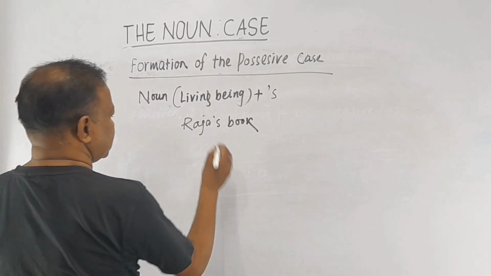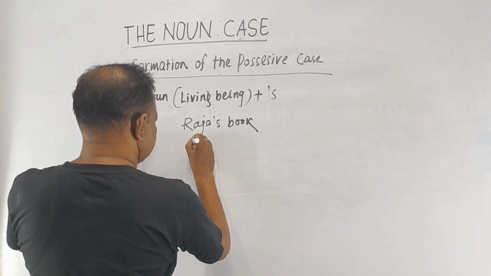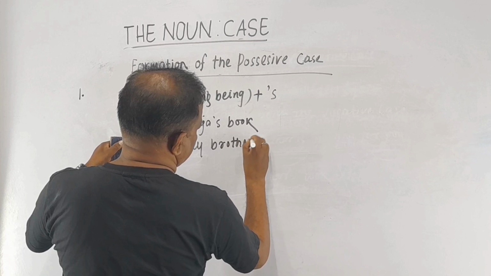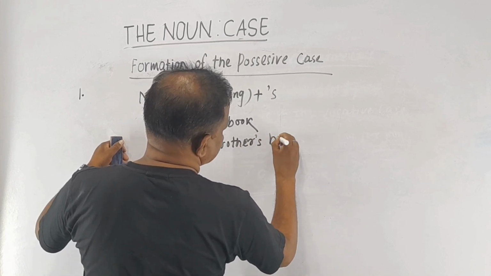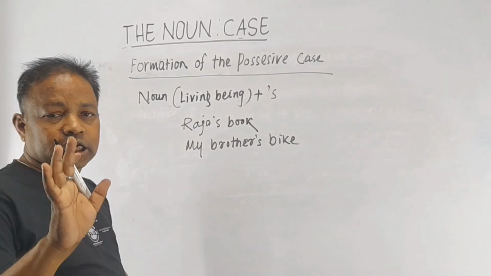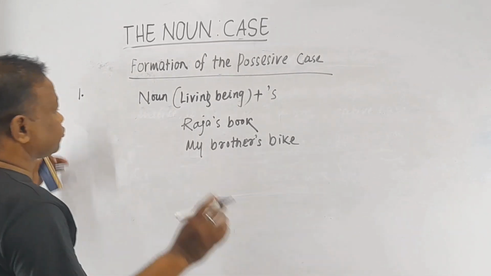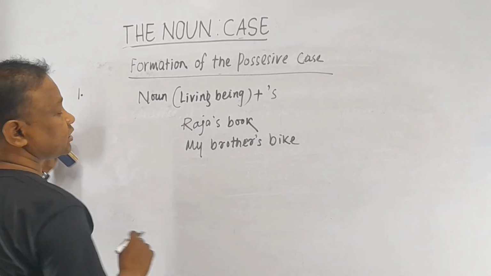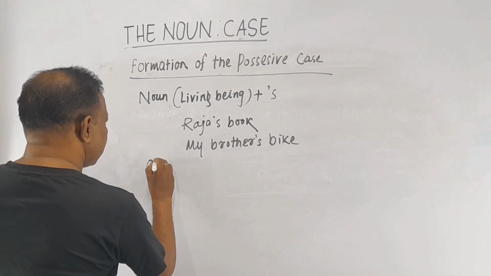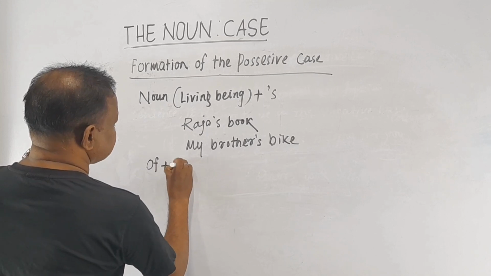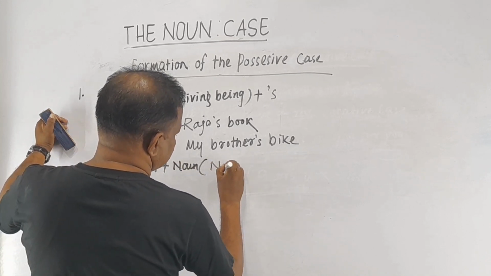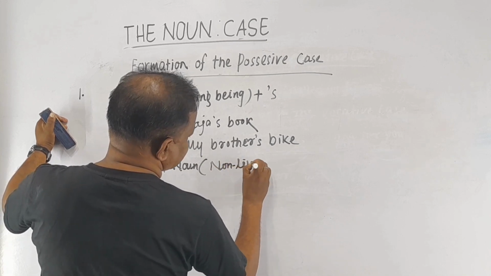Okay. You may write my brother's bike. Okay, because these are what? Living beings. But another thing you should know, if that one is a non-living being, in that case you have to use of plus noun. In case of what? Non-living things.